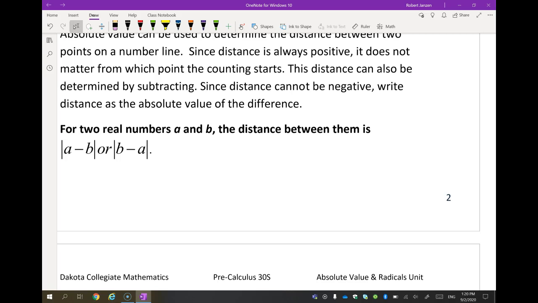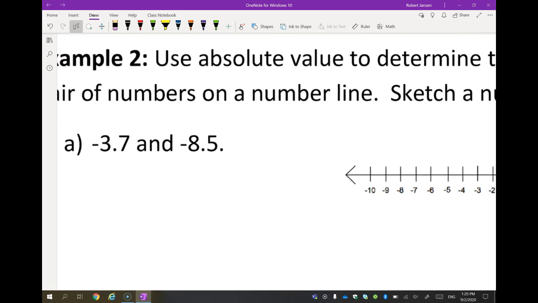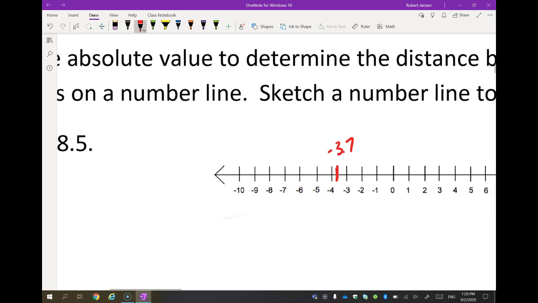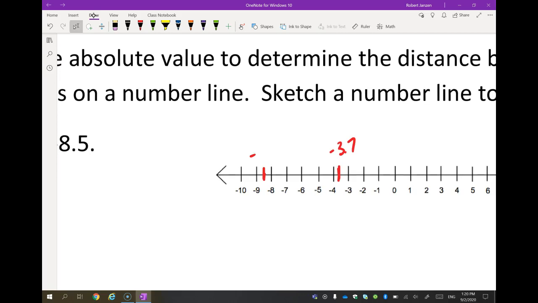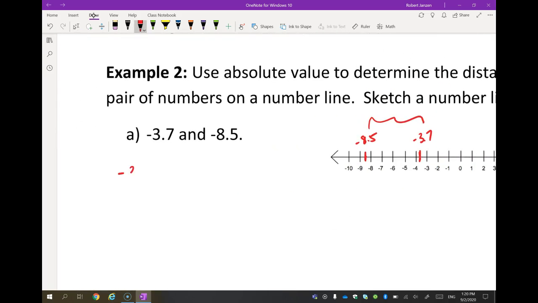Well, here's how we're going to use this. We'll show you how this works. Okay, take a look at these two numbers. If I want to know the distance between those two numbers, I can put them on the number line, and I can see approximately where they are. Okay, and if I wanted to find the distance there, I could figure it out one way, but another way to do this is just to take the two numbers and subtract them. And since we're finding the distance, take the absolute value of that.